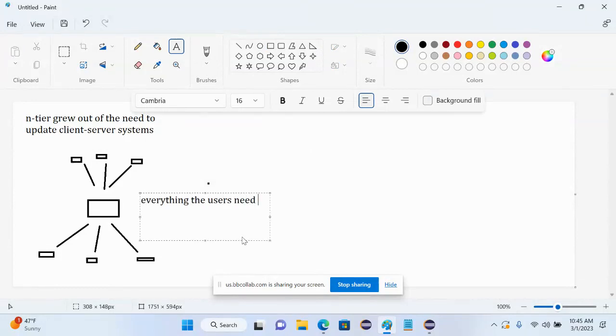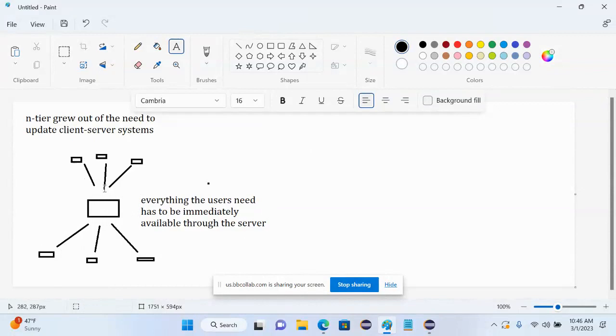everything the users need has to be immediately available through the server. And remember, the server has a bunch of ports, right? But just like your laptop only has so many USB ports, and sometimes you wish it had more, your server only has so many ports for other devices. So they're either for clients or database machines. It doesn't have an infinite number of ports or connections. So if the users need access to more data than can be conveniently supplied through those ports, they're going to have to switch over to a different machine.